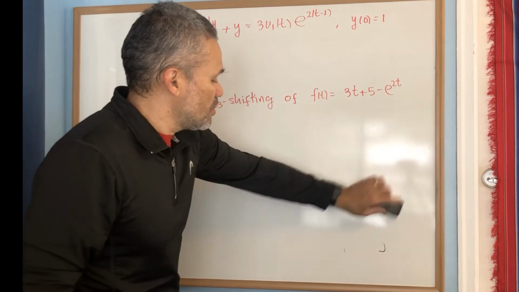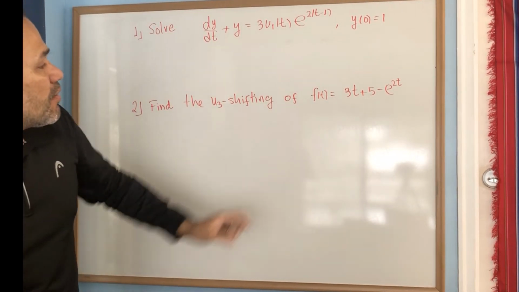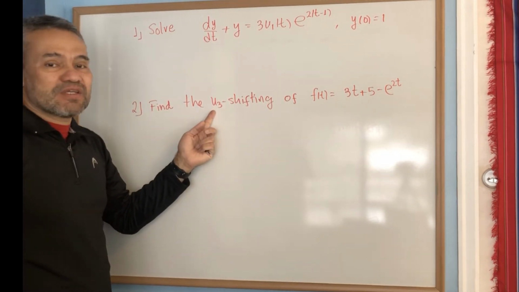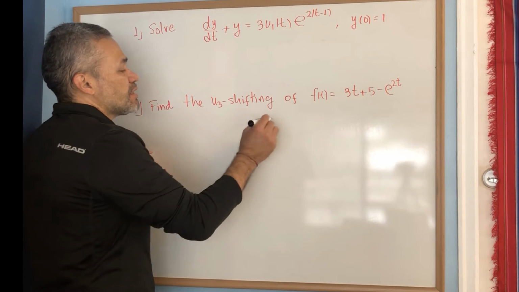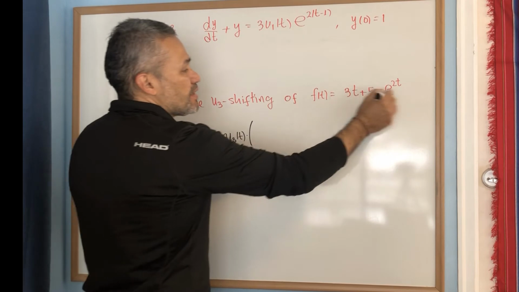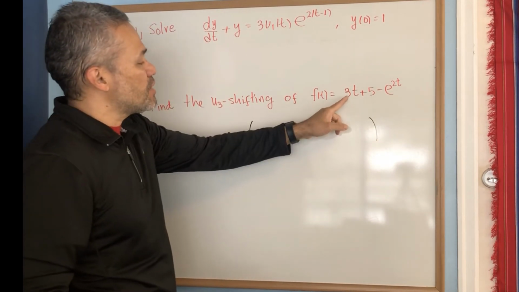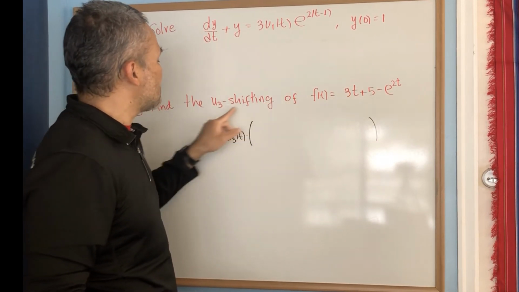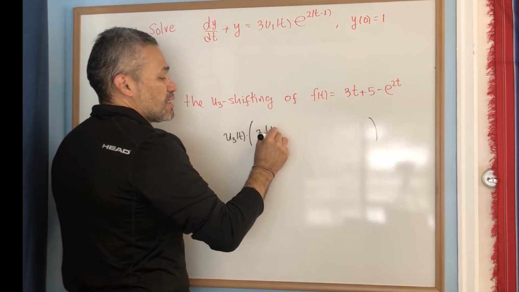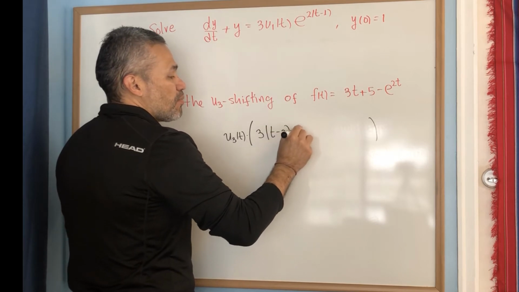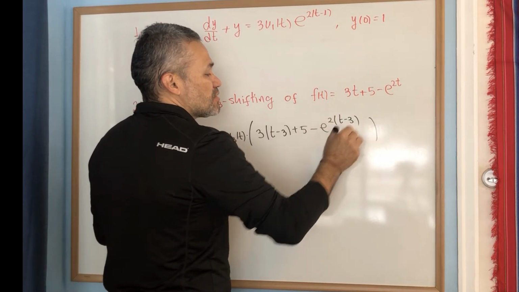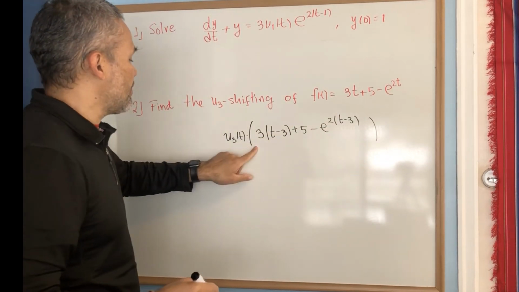Now problem number 2. Here the original function is given and we want to find the u3 shifting. Then the procedure is you write the u3 of t, and then instead of writing the original, you need to change the t with t minus a. In this case, a is 3, and it will be 3 times t minus 3 plus 5 minus e to the 2 times t minus 3. Please do not forget about this parenthesis.